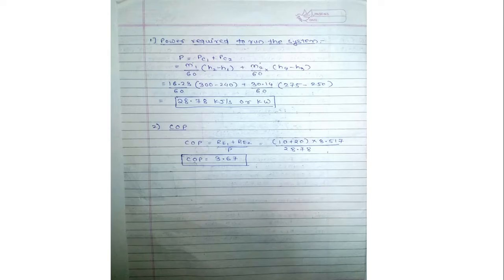Next, they ask to calculate the overall COP, or coefficient of performance, of the system. COP is the ratio of refrigerating effect to power supplied. As we are using two evaporators, the refrigerating effect is RE1 plus RE2. They gave this refrigerating effect in tons of refrigeration, 10 and 20 tons, which we have to convert into kilowatts by multiplying by 3.517, divided by the power we calculated, 28.78. From that we get the coefficient of performance of the system as 3.67.